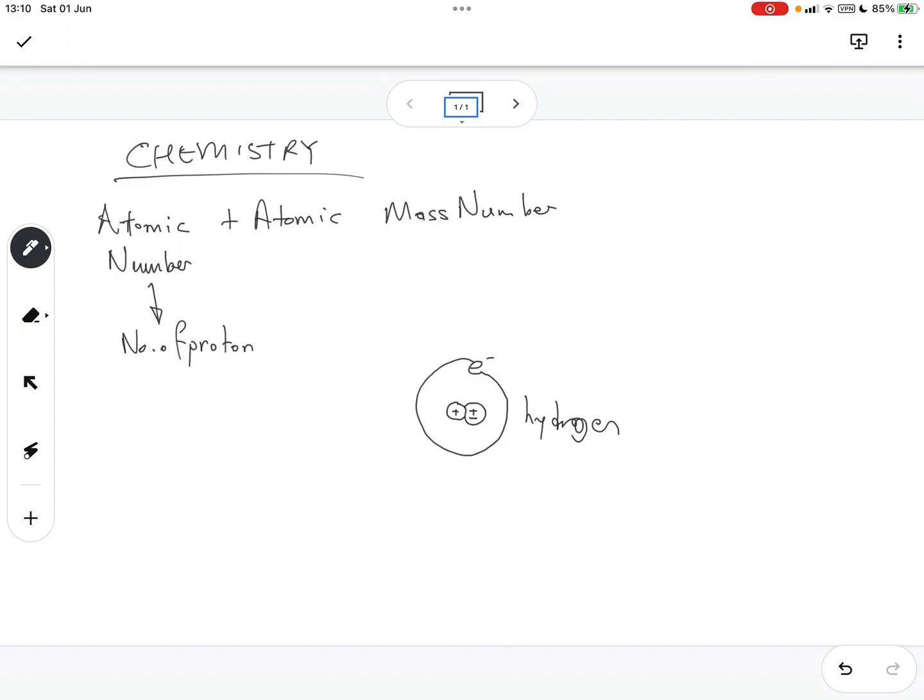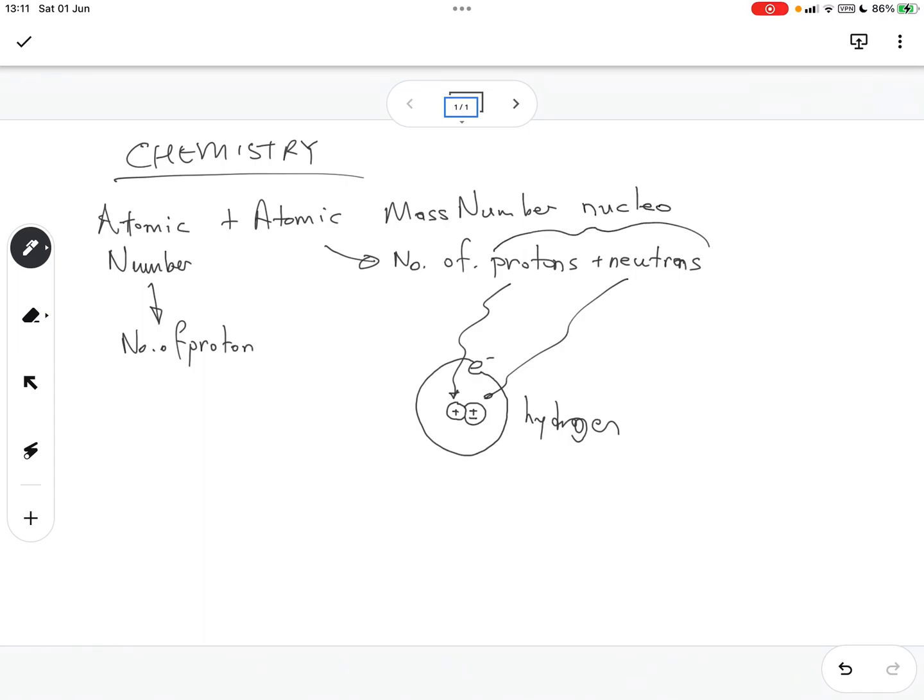And the mass of an atom depends on how many nucleons. Nucleon is this in the center. How many nucleons are in the atom, in the nucleus. And then when we add the number of protons to the number of neutrons, neutrons being those that don't have a charge. So proton would be this one, and neutron would be this. And these two are called nucleons.